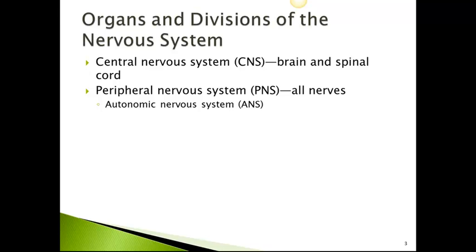Organs and divisions of the nervous system. The nervous system is divided into two major parts. There's the central nervous system, which consists of the brain and the spinal cord, and then there is the peripheral nervous system, which is all other nerves outside the brain and spinal cord. The peripheral nervous system is then divided into the autonomic nervous system, or involuntary nervous system as we call it. And this autonomic nervous system is also divided into sympathetic and parasympathetic divisions.